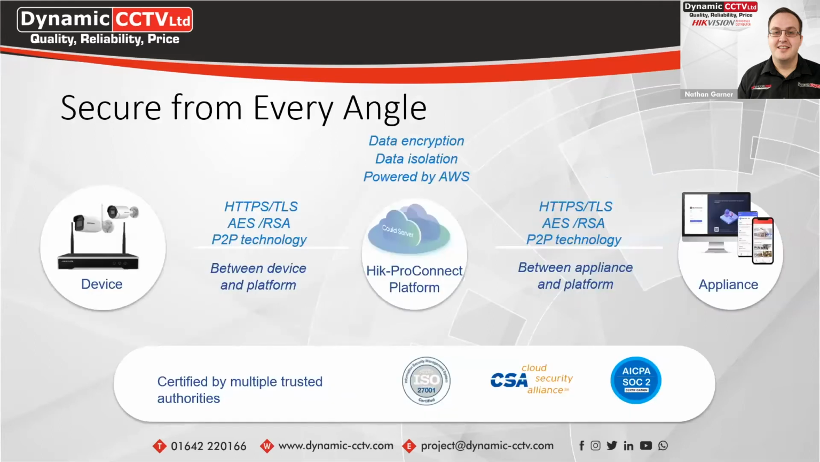And with systems like this, it's important to take into consideration the security aspects. So with the transmission between the device and the HikPro Connect cloud servers, the encryptions are HTTPS, TLS, AES and RSA, with P2P technology between the endpoint devices and the HikPro Connect platform, which is then on the Amazon AWS services. The same encryption technology is then used between the cloud servers and your mobile applications and the web client of HikPro Connect as well. And there are ISO certifications in there for the system as well.